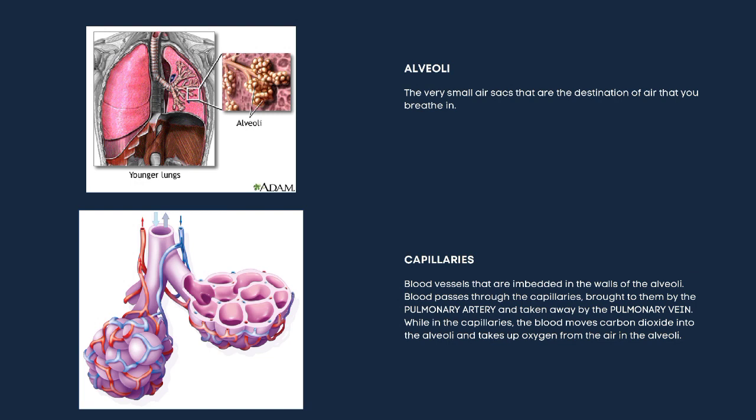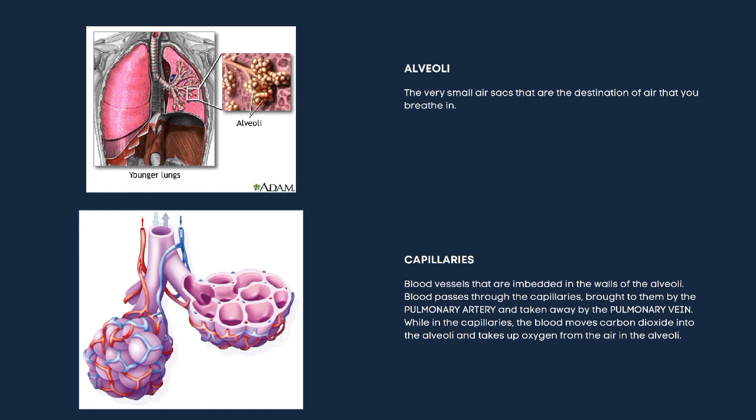Next, we have the alveoli, the very small air sacs that are the destination of air that you breathe in. The alveoli are tiny air sacs like grapes in a bunch located at the end of the bronchioles and all surrounded by blood capillaries where the gas exchange happens. So the alveoli pick up the incoming oxygen you breathe in and release the carbon dioxide, which is a waste product. That's why we exhale it.